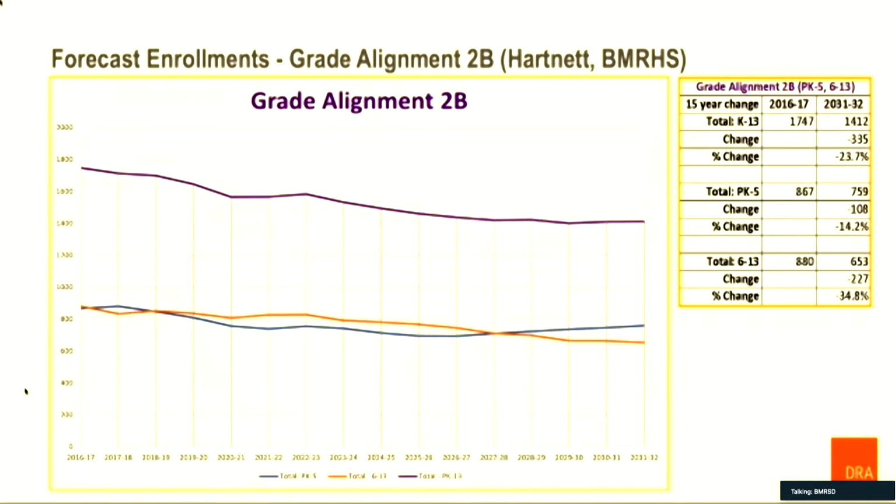So we did two school alignments. One was pre-K through 5, the other was pre-K through 6. And this was running pre-K through 5, 6 through 13. And we're pretty steady left to right across the screen, telling us that if our enrollments stay as they are, or if they flip and go up an equal amount, we'll still have a well-sized facility, either up or down. That's what we're mostly looking for.